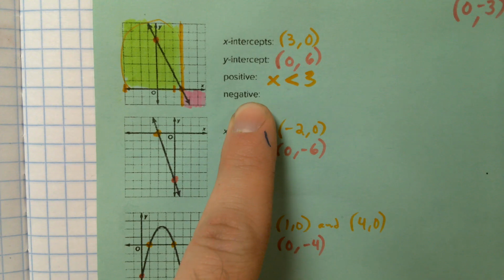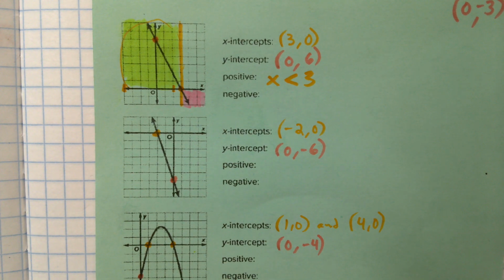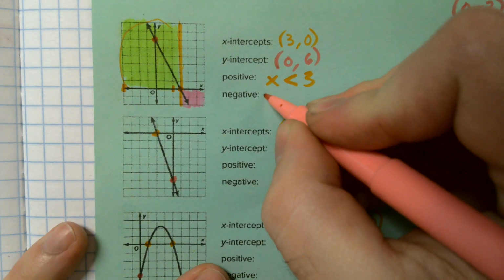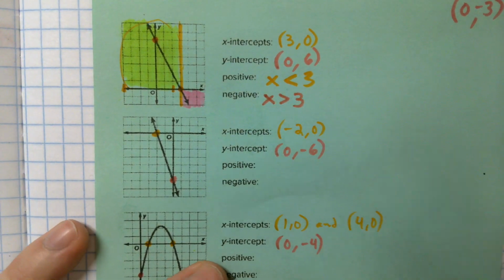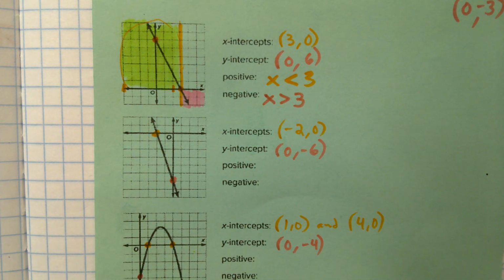What do you think I can write for my negative section? Any ideas? Yeah, Connie? X is greater than 3. Perfect. X is greater than 3.